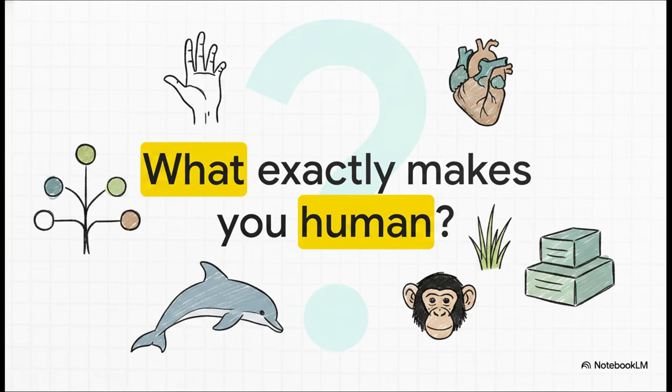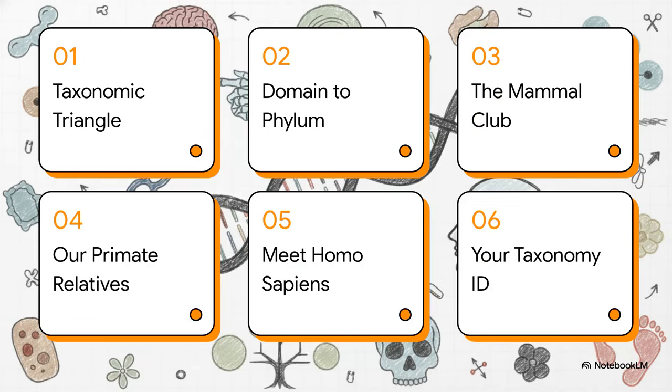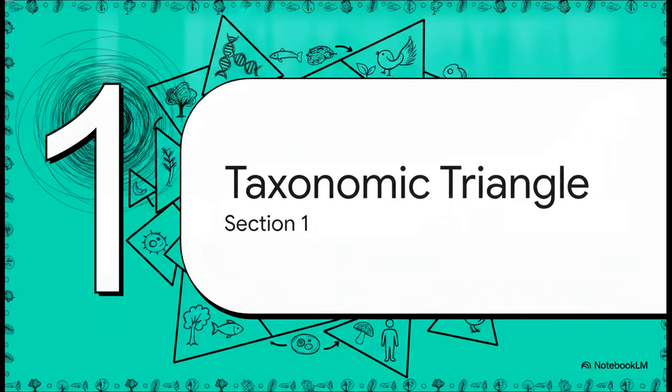And to answer it, we don't just guess. We actually rely on a highly structured system to sort and classify literally every living thing on Earth. So, here's our quick roadmap. We're covering 1. The taxonomic triangle. 2. Broad branches, domain to phylum. 3. The mammal club. 4. Our primate relatives. 5. Meet Homo Sapiens. And 6. Your human taxonomy ID. Let's get into it.